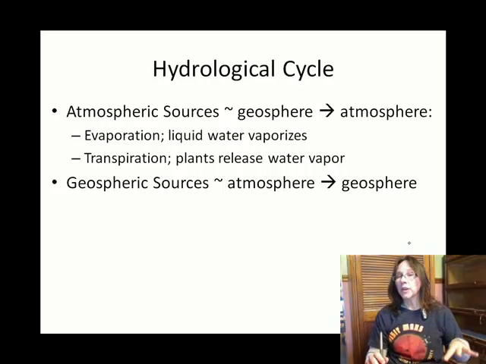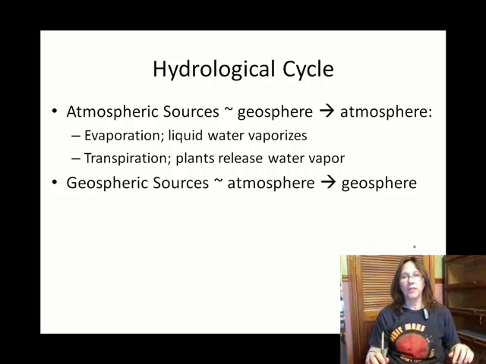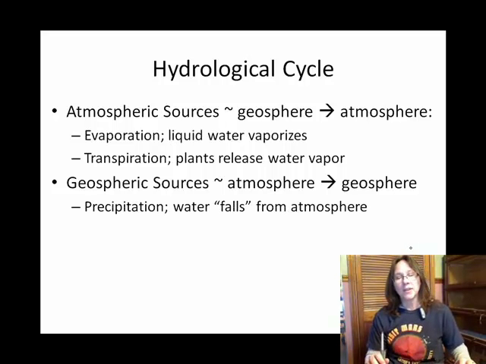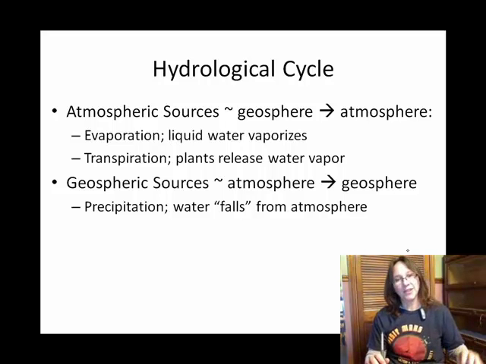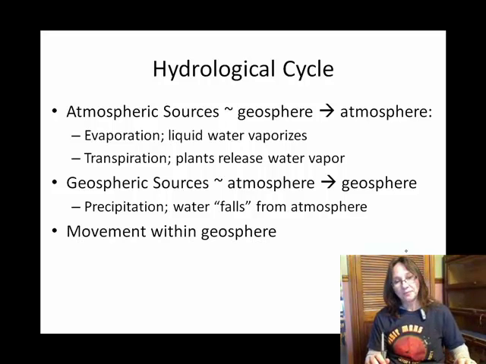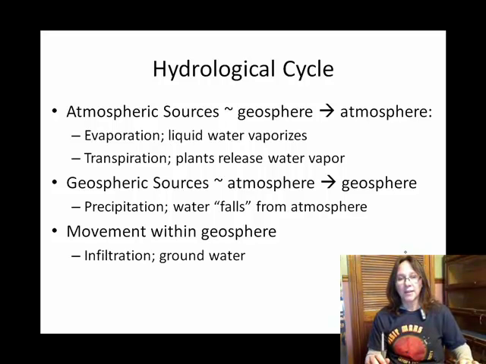Geospheric sources would be returning water vapor, most likely from the atmosphere to the geosphere. If I were stomping, I would stomp on the ground. That's the geosphere. So how do we get water from the atmosphere to the geosphere? Precipitation, right? Then on the next slide, you're going to see there's definitely movement within the geosphere, including groundwater, runoff, that sort of thing.